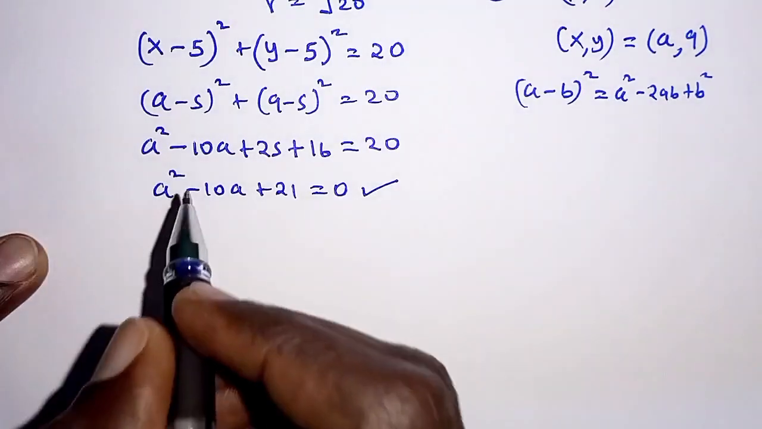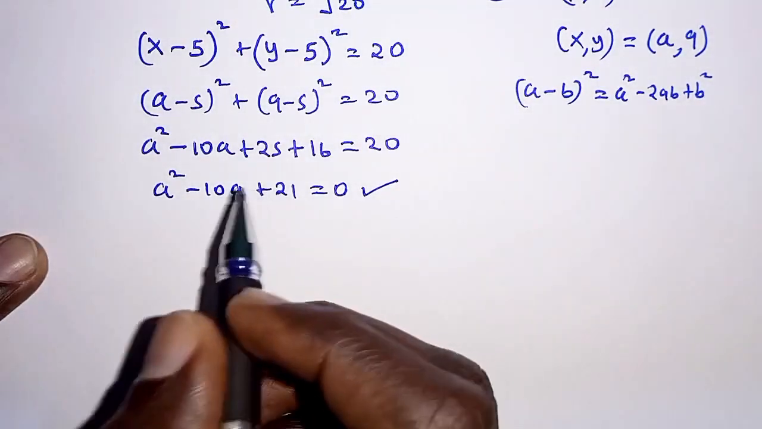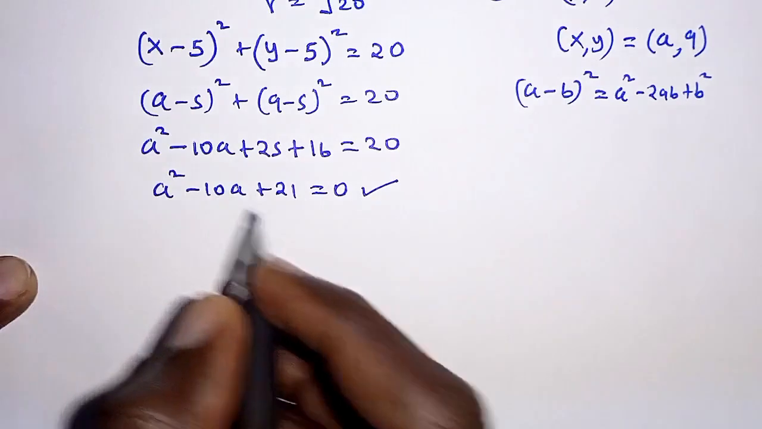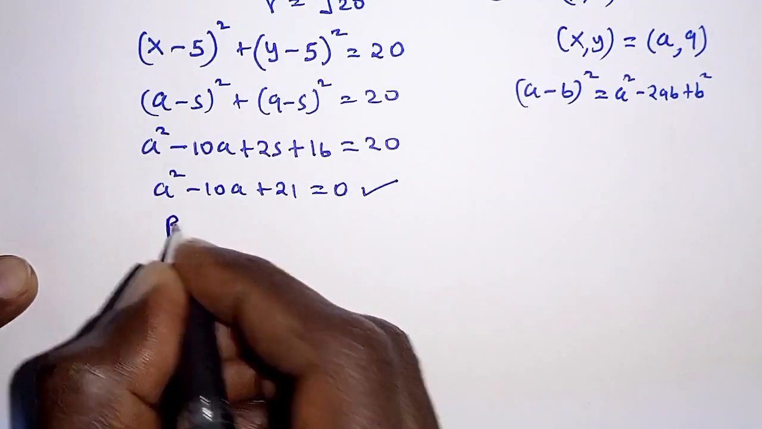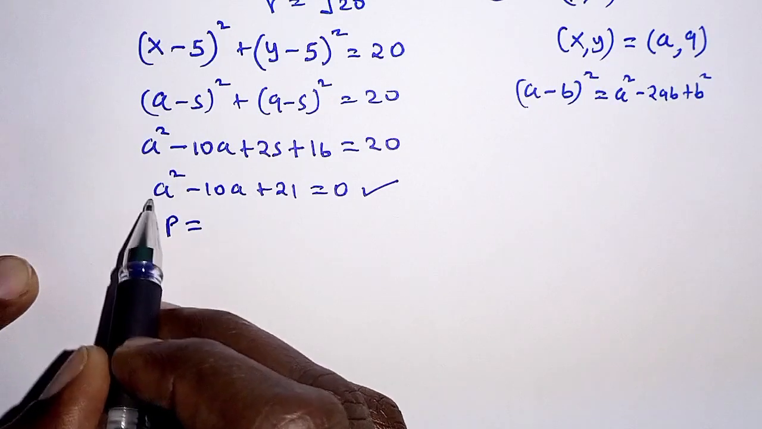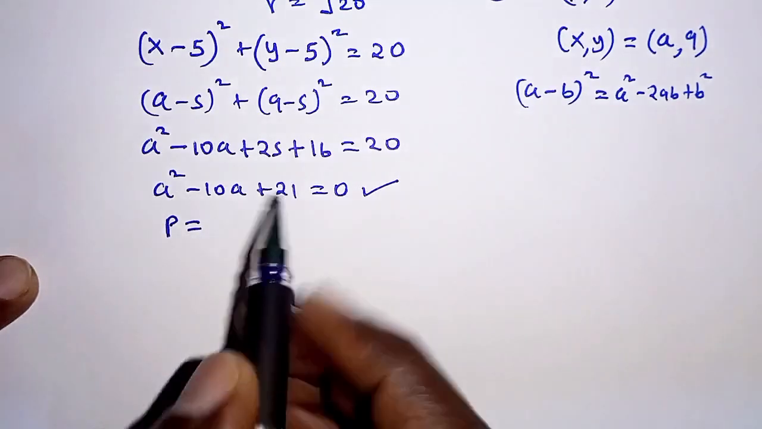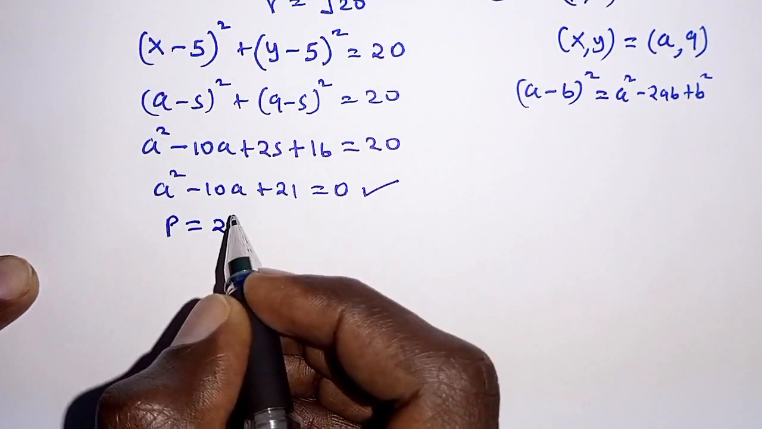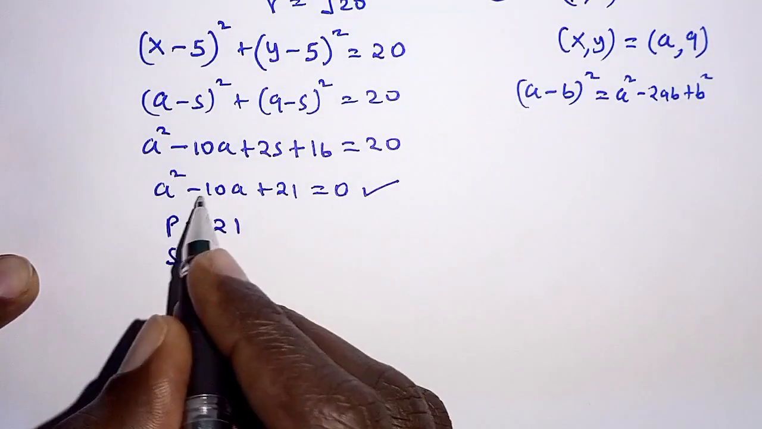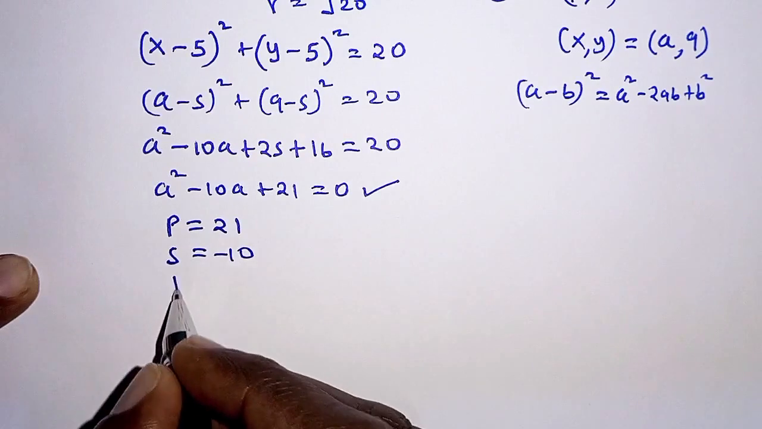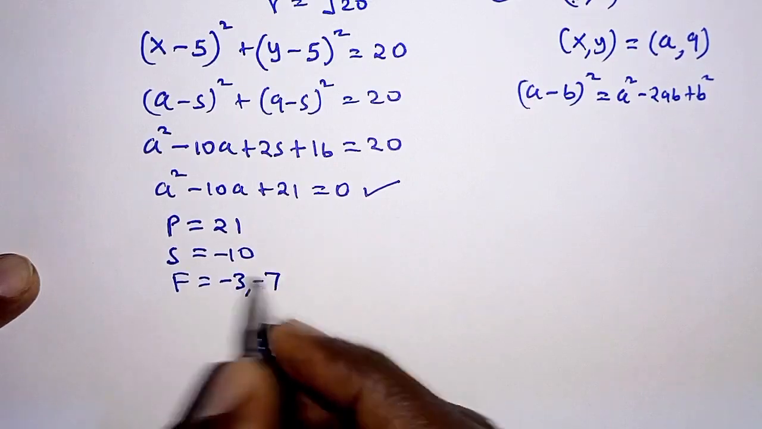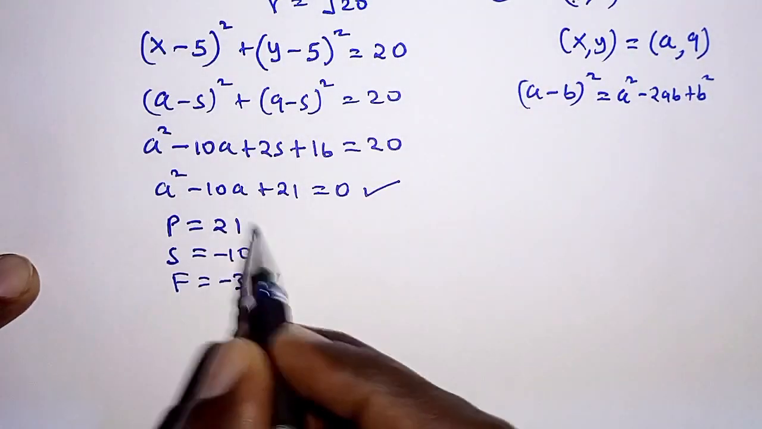Now you can use the quadratic formula or the factor method, whichever is easier for you. I'm going to use the factor method here. We're going to look for two factors such that their product is equal to the product of the coefficient of a squared and the constant term 21. So 1 times 21, which is positive 21. And their sum should be equal to the coefficient in the middle, which is negative 10. The two factors are negative 3 and negative 7. Add them, you get negative 10. Multiply them, you get 21.